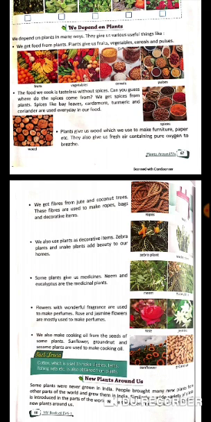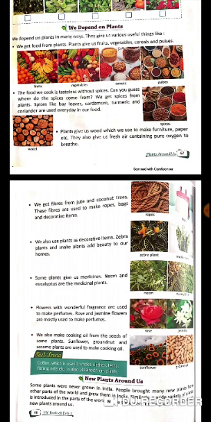Many people who are vegetarian get their whole meal from trees and plants only, in the form of vegetables, fruits, cereals and pulses.